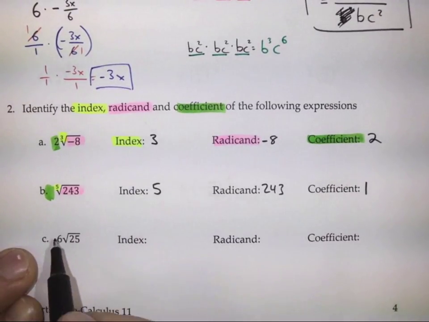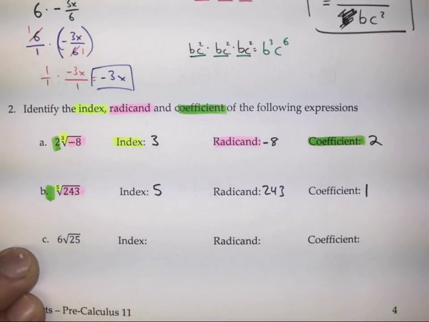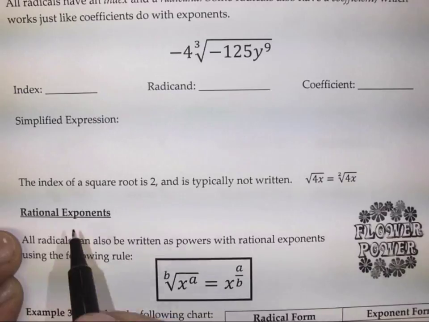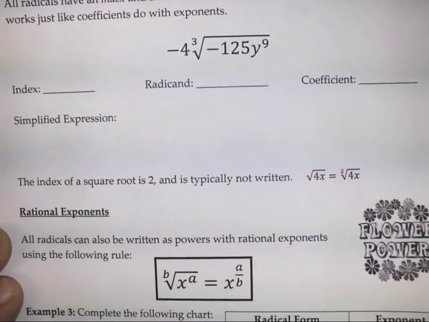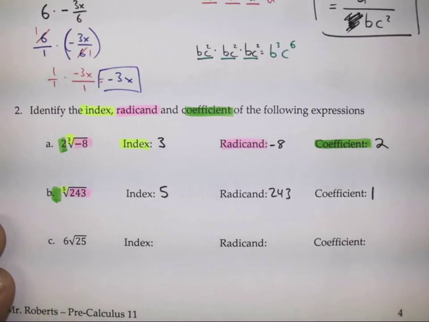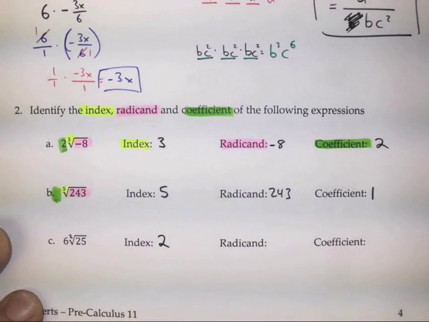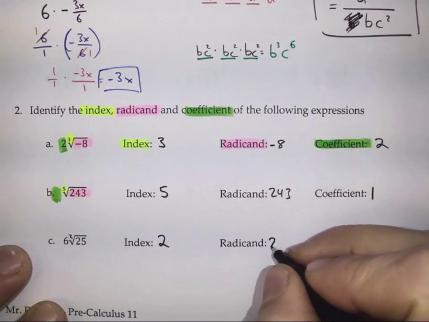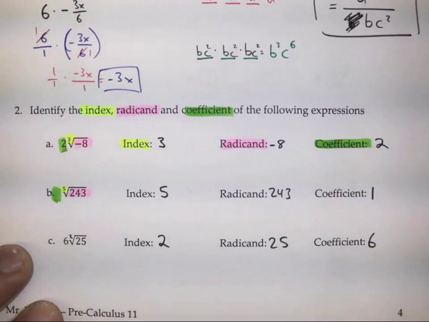Lastly, index. Is there no index for this? Well, we did talk in the notes about how the index of a square root is 2, but it's not typically written. So anytime you see a square root, we know the index is a little hidden 2. So the index is 2 in this case. The radicand, the value on the inside, is 25, and the coefficient is that multiplier of 6.